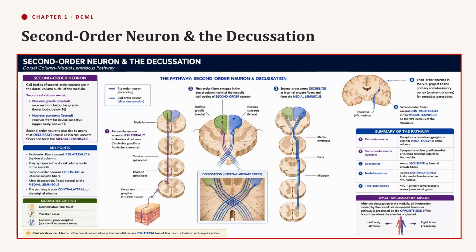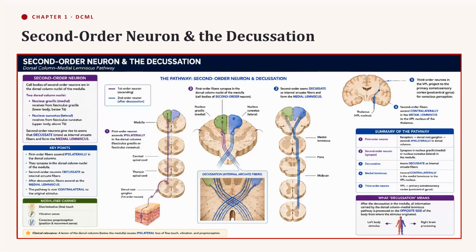Step 1. The first-order fiber ascends ipsilaterally. Step 2. It synapses in the dorsal column nuclei of the medulla. Nucleus gracilis medially for the lower body, nucleus cuneatus laterally for the upper body. Step 3, and this is the moment.